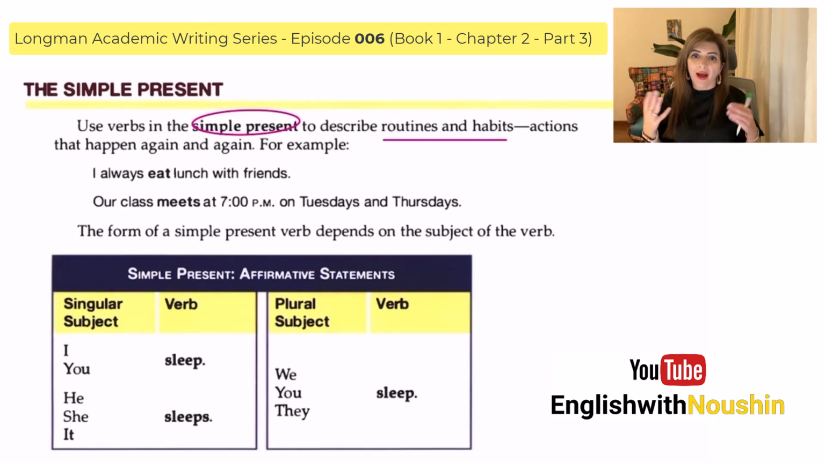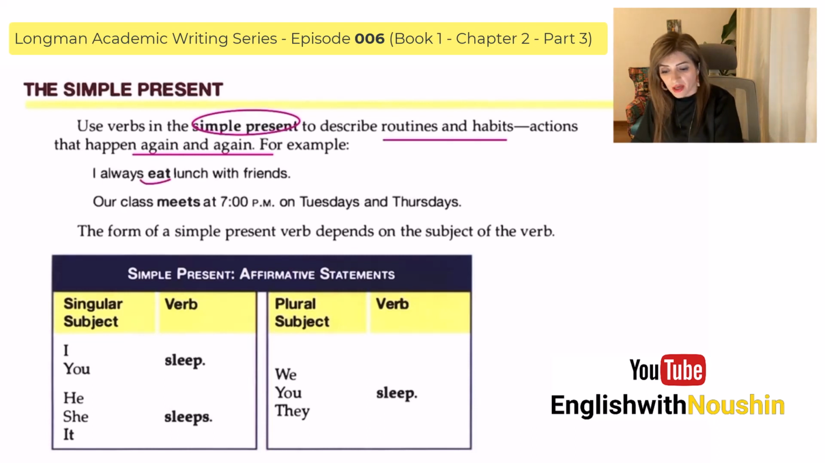Or when you're talking about habits, for example, you have a bad habit of smoking, so you smoke every day, or you have a good habit of brushing your teeth before you go to bed, you do it every night. So that becomes a habit. It's important that they happen again and again. For example, I always eat lunch with friends, or our class meets at 7 a.m. on Tuesdays and Thursdays. So on Tuesdays and Thursdays, this is happening again and again.